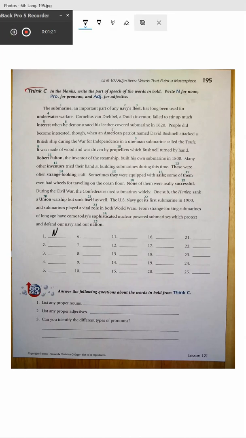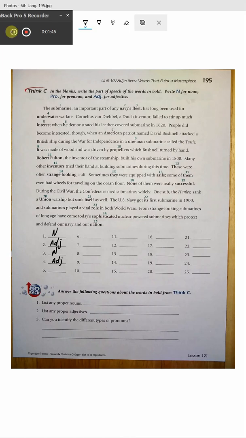So it's an important part of the Navy's fleet. Well, fleet is a noun, number 3, and Navy's is an adjective for it. And it has long been used in underwater warfare. Warfare is the actual noun. Underwater is an adjective for it. All right, so that's what they want you to do.